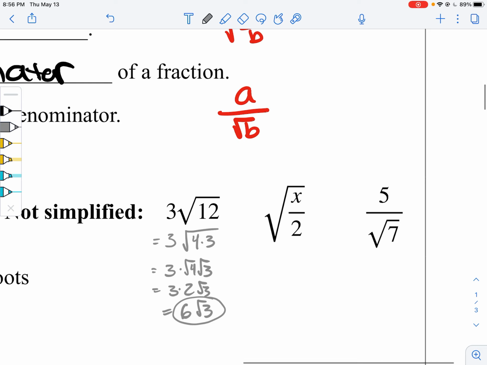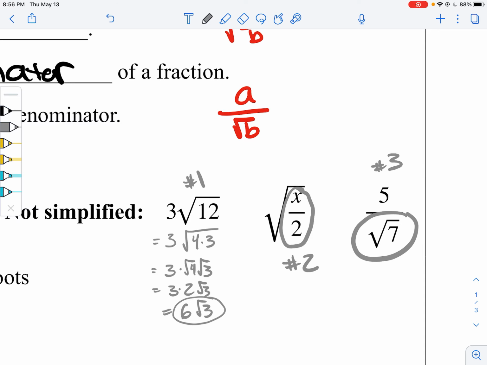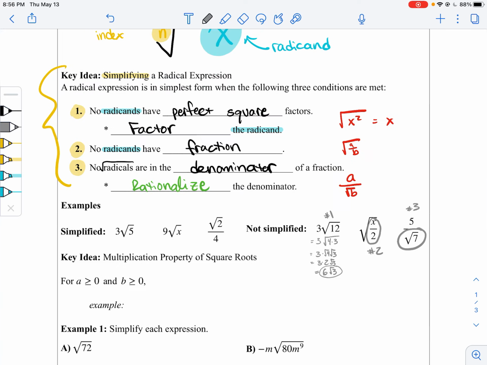This guy is not simplified because he's got a fraction in here. So that breaks rule number 2. This breaks rule number 1. And you guessed it, this breaks rule number 3 because the denominator has a radical in it.